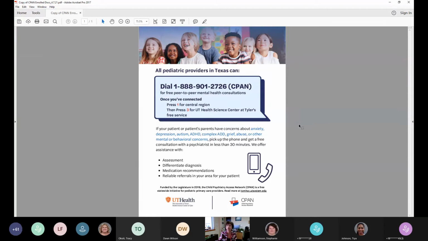If you are a PCP and you're not yet enrolled in CPAN, this is available for you at no cost. It has nothing to do with insurance. This is just a support service for you. The state has funded these services and it's available for you. We just tell people, give us a call on the hotline, and that hotline number is right here, this 888 number. Based on the region that you're in, if you're in the Northeast region, you would then be contacted to one of our two therapists, either Elizabeth or Wiley, and they will answer your questions. If you need a consultation or would like a consultation with a psychiatrist, they will get that information from you for that consultation.